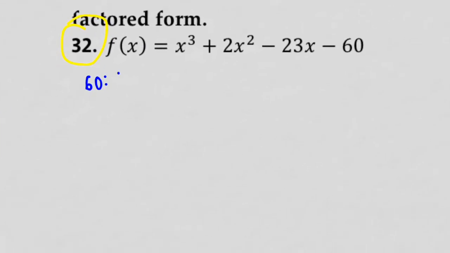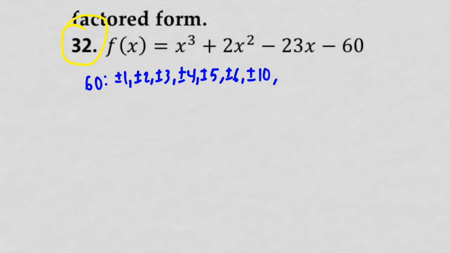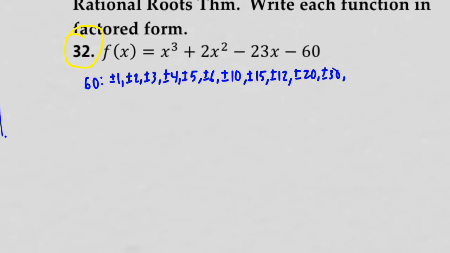which are, there's a lot of them: plus or minus 1, plus or minus 2, plus or minus 3, plus or minus 4, plus or minus 5, plus or minus 6, plus or minus 10, plus or minus 15, plus or minus 12, plus or minus 20, plus or minus 30, jeez, and finally plus or minus 60. I hope we don't have to test all of those, but there is a lot. Let's start testing though. The sooner we get started, the faster we're going to get through it.